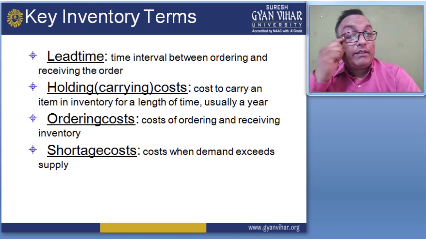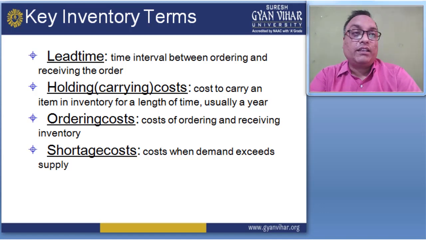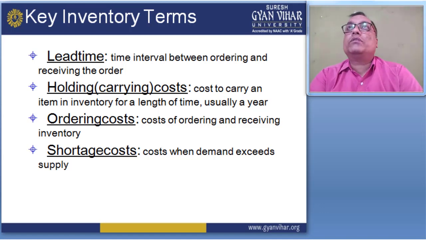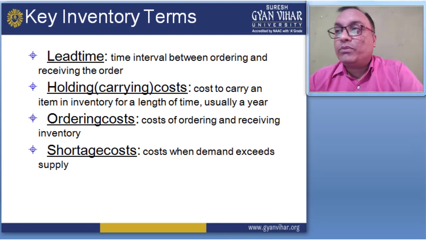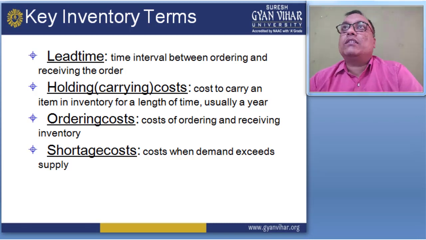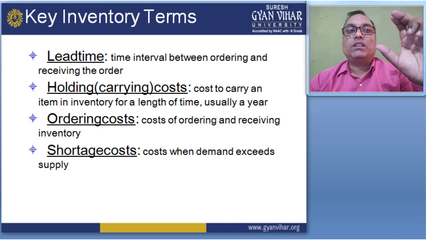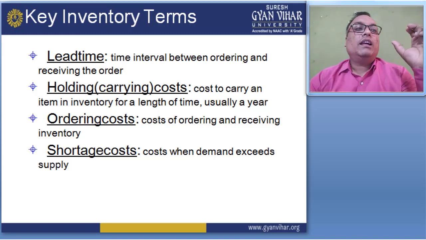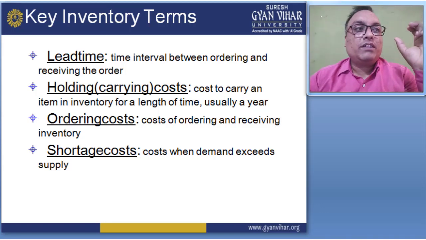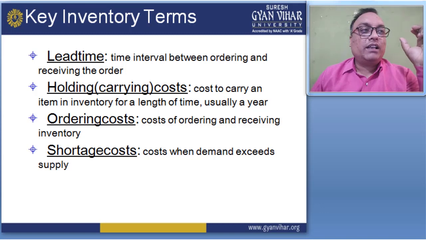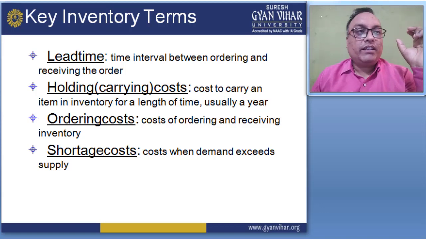This is the time interval between ordering and receiving the order. Suppose in your Flipkart app, you put an order on the 22nd of July, but you receive this order on the 26th of July. So the time interval between 22 and 26 is the lead time, and this gives the time interval between ordering and receiving the order.